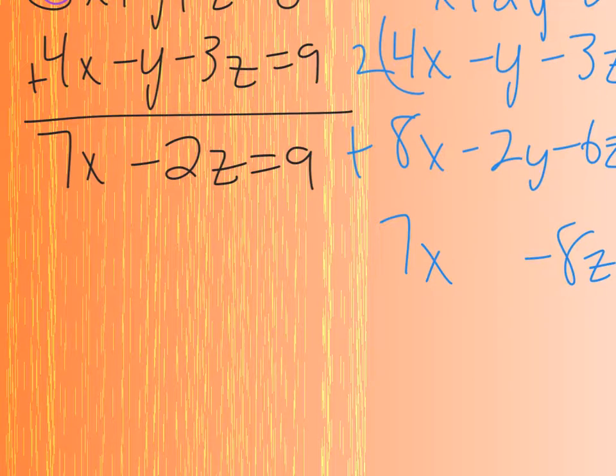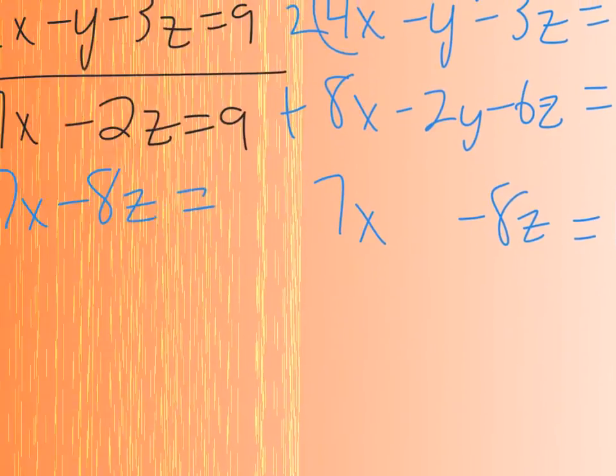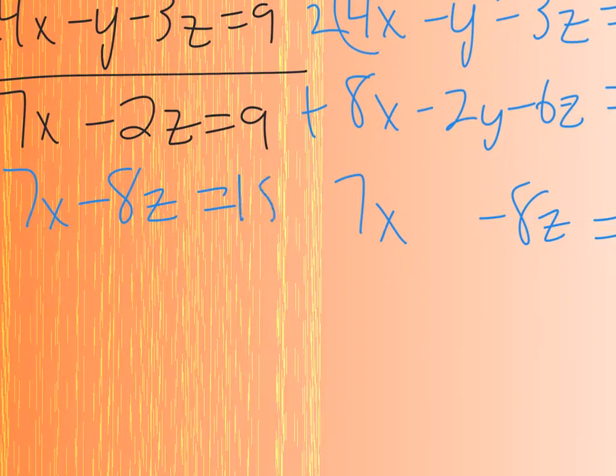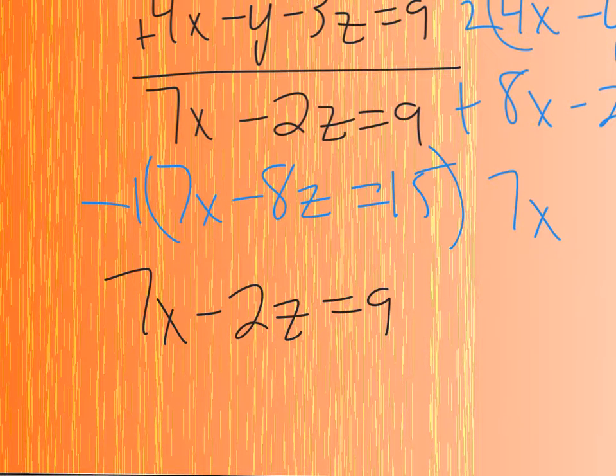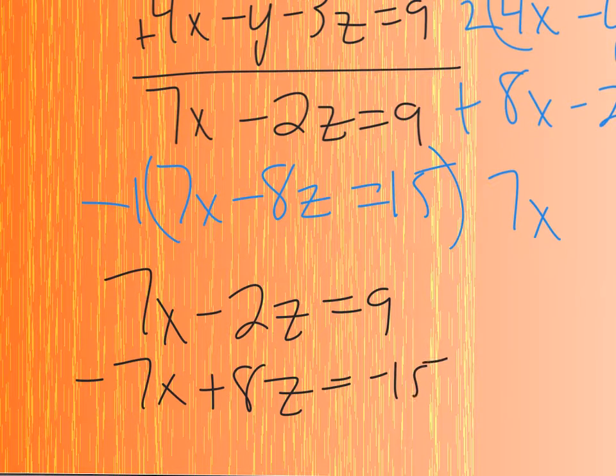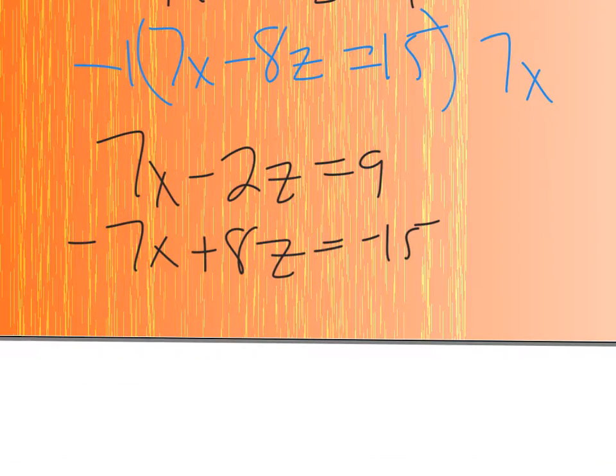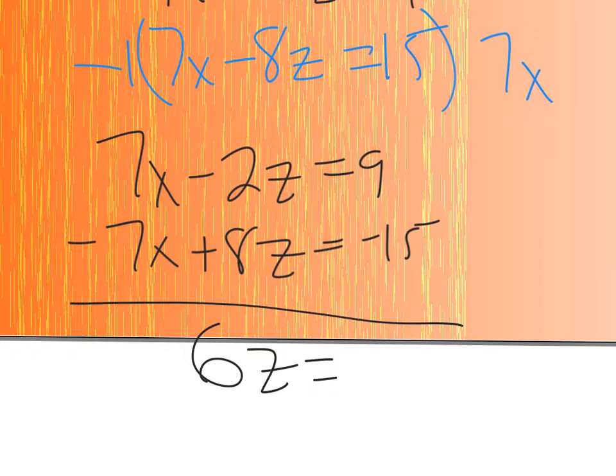So what I'm going to do is bring this over. 7x minus 8z equals 15. Well, this makes life a little bit easier because all I got to do is multiply one of these by -1. So I'll leave the top one alone. Negative 7x plus 8z equals negative 15. So if I put that together, that's going to give me 6z equals negative 6. So z equals -1.